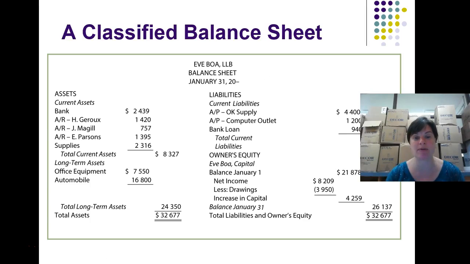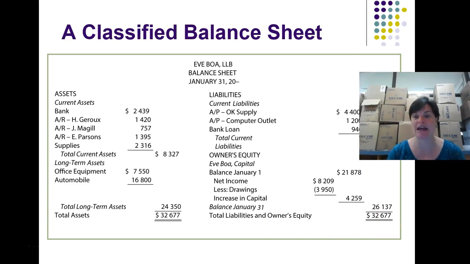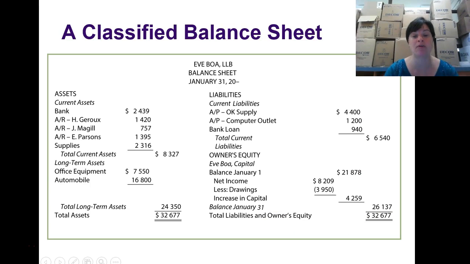So let's look at a couple of examples. So here's the example of Eve Boa that we've already been looking at over this chapter. And here we've got our owner's equity section. So I want you to notice a couple of things. There's an extra column now. So there's column 1 and there's column 2. And column 1 is going to list our items.